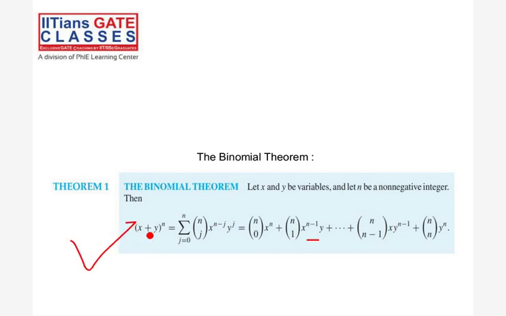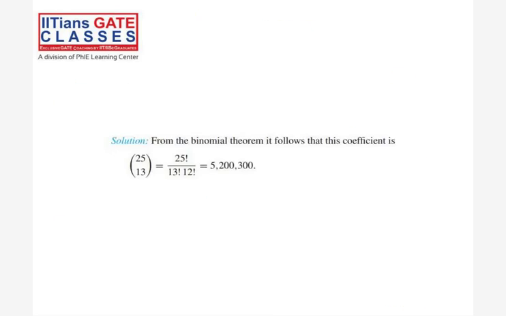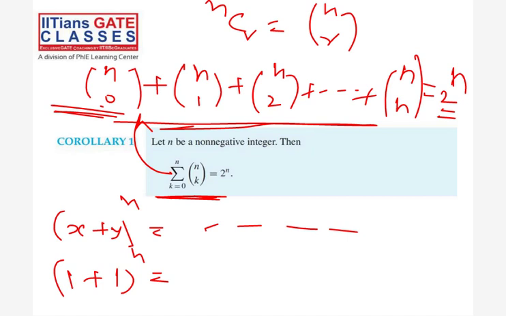Just put x equal to 1, y equal to 1, and automatically you will get what we were discussing. Once you put x equal to 1, y equal to 1, automatically you will get this formula. So this formula tells us that the summation of these nCr from 0 to n is equal to 2 power n.